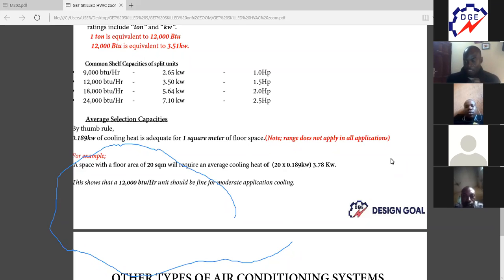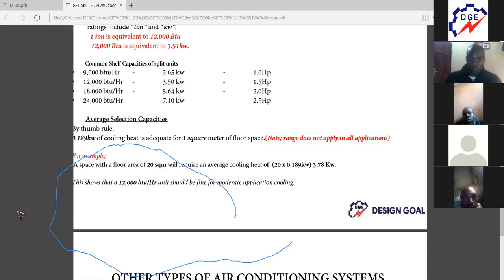I hope you understand. So in essence, this 0.189 kilowatts of cooling available for 1 square meter of floor space is also, like I said, as A equals B and B equals C, equally available for about 3 cubic meters of air volume within that space. If you don't understand, we'll ask the questions later, then we explain it. So in essence, for every room, for every space in application, this average value of cooling is adequate in some applications, not in all applications.